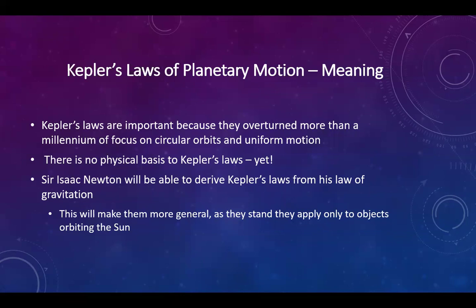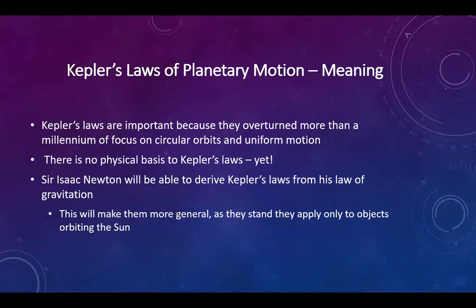But when Newton was able to derive Kepler's laws, he was able to make a more advanced version of them that would apply to any objects orbiting in space. And we actually use that to this day to measure the mass of stars. So we'll talk about that later.